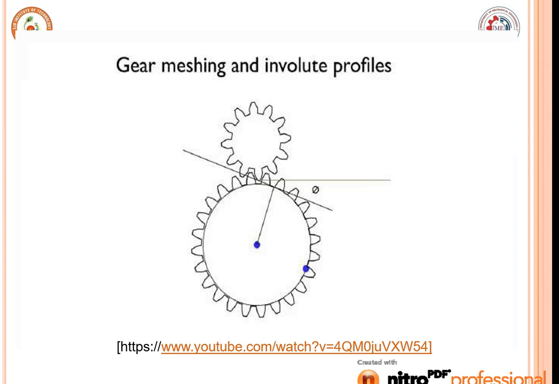So this is gear meshing and the involute tooth profile. Here you can see the pressure angle, which is shown with respect to phi.